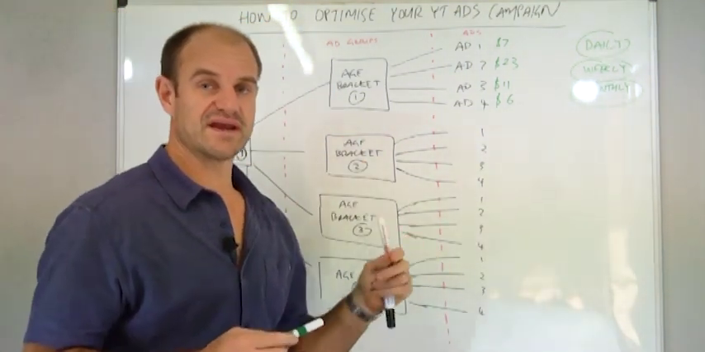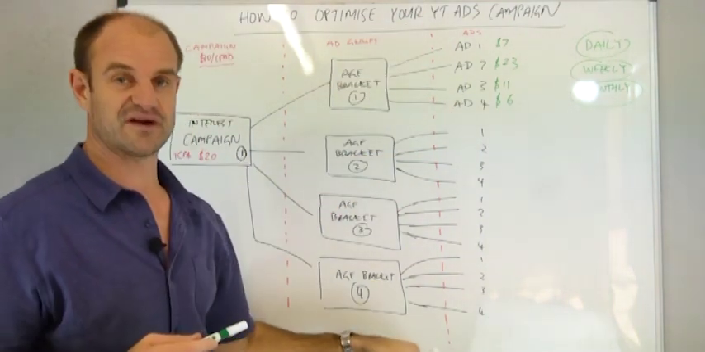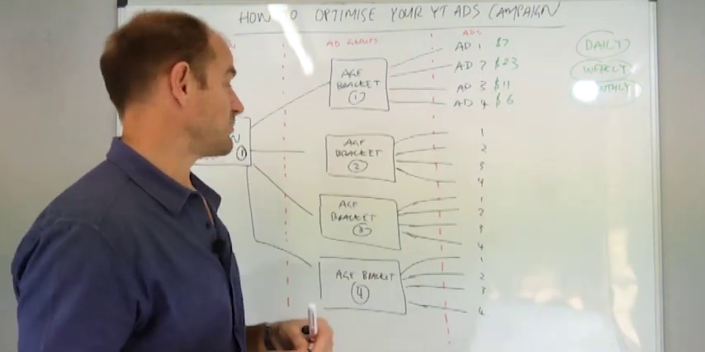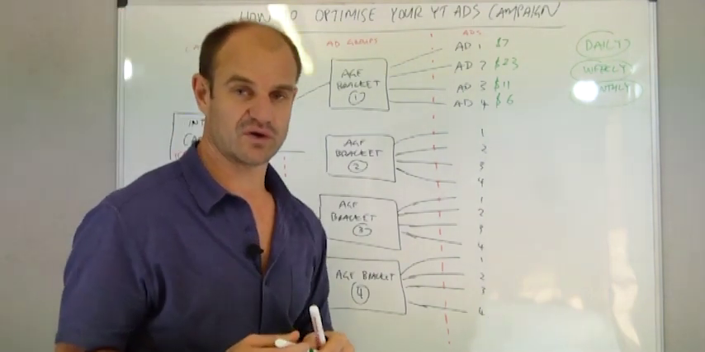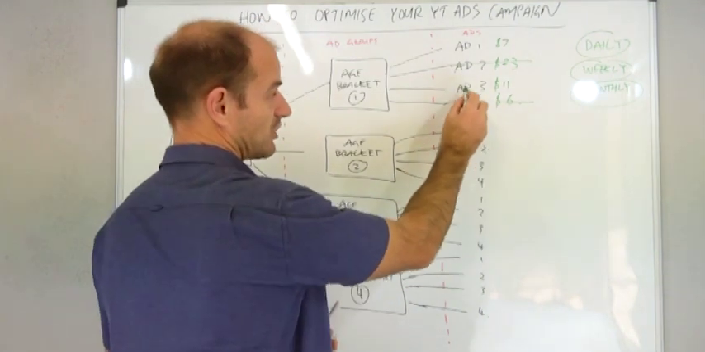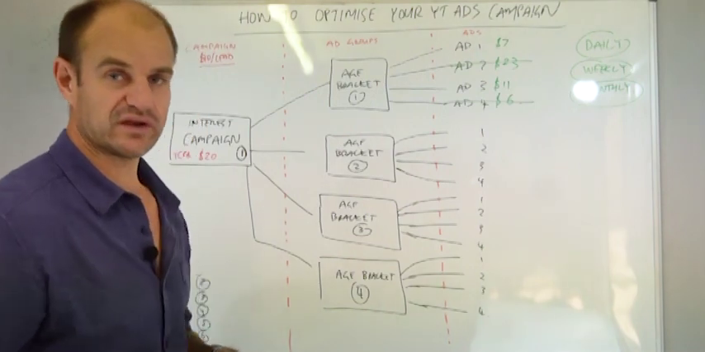Okay, and this is important: if any of these 4 videos here, and this applies to all of the different ad groups, have more than 500 views and they're outside of KPI, which is this $10 figure here, then we switch them off. Okay, so this ad is gone, this ad is gone, and we probably leave ad 1 and ad 3 going. Okay, and we quickly log into the account.